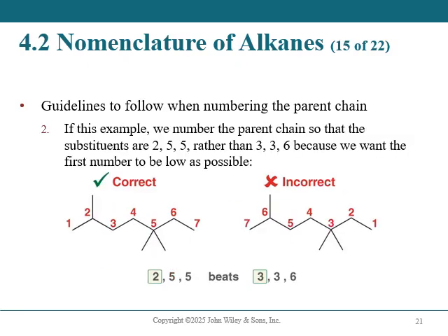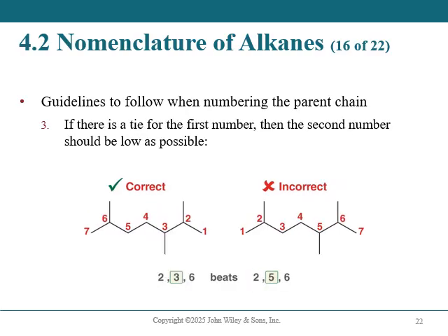In this example, we number the parent chain so that the substituents are at 2, 5, and 5 rather than 3, 3, and 6, because we want the first number to be as low as possible. Regardless of whether you have one or many substituents, you're always going to shoot for that lowest possible number. You might say, well, these two are better off in position 3 than 5. Yes, but this one is better off in position 2 than 6. And 2 is the lowest of all of the numbers, so that's the criteria you're going to use for numbering these compounds.